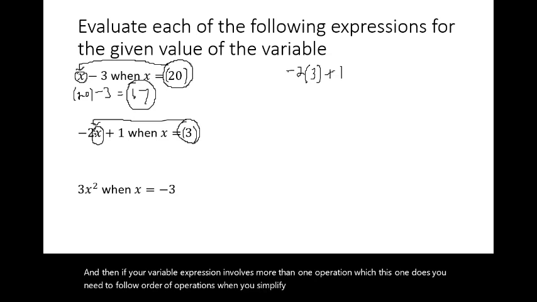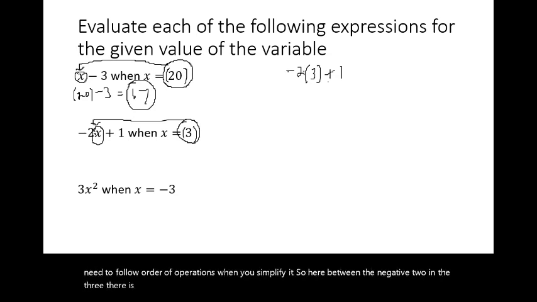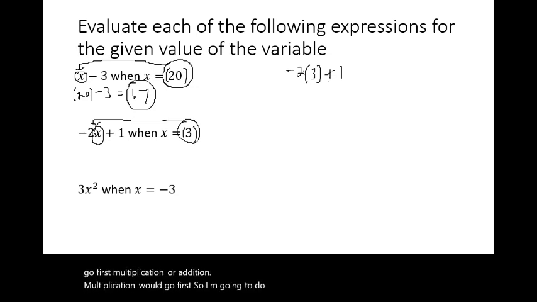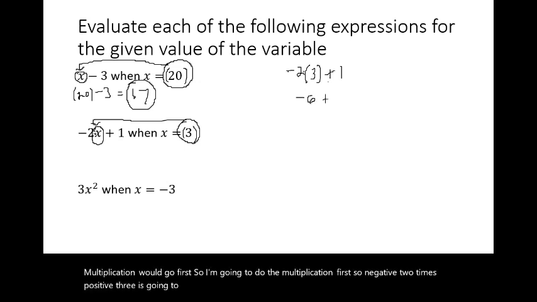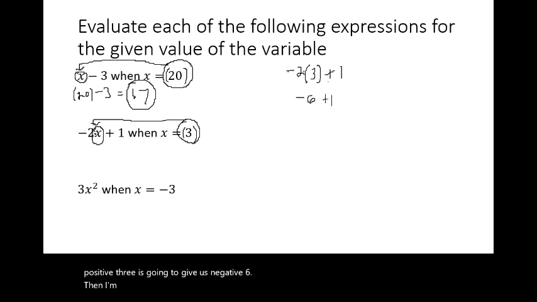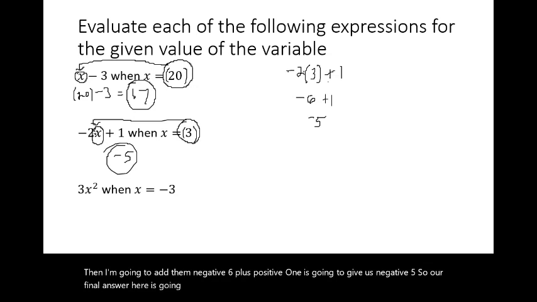So here between the negative 2 and the 3, there is multiplication, and I have addition. In order of operations, which of those would go first, multiplication or addition? Multiplication would go first, so I'm going to do the multiplication first. Negative 2 times positive 3 is going to give us negative 6. Then I am going to add. Negative 6 plus positive 1 is going to give us negative 5. So our final answer here is going to be negative 5.